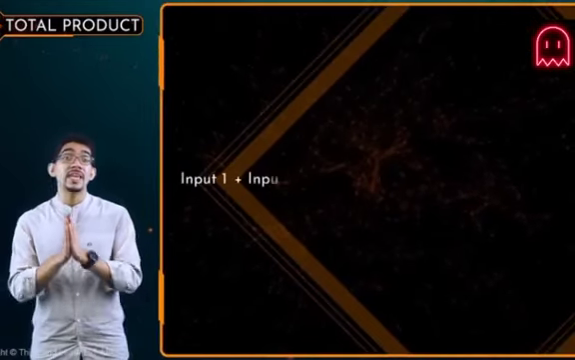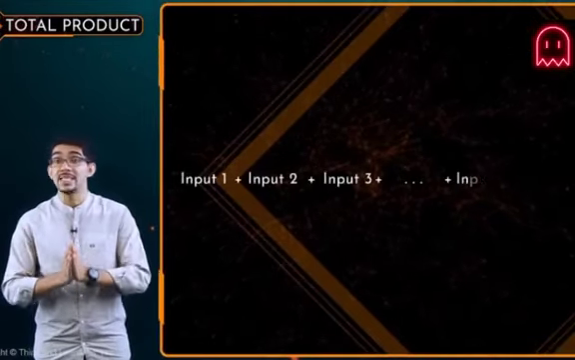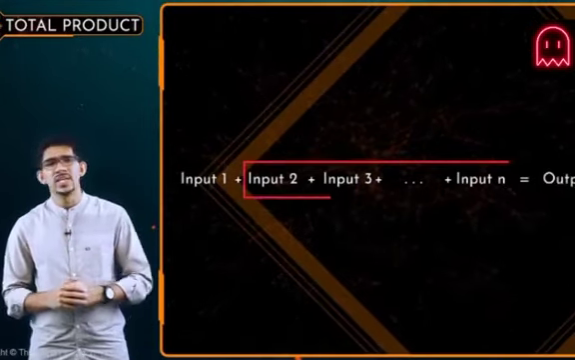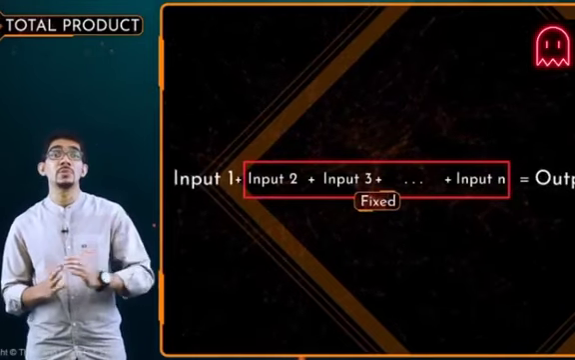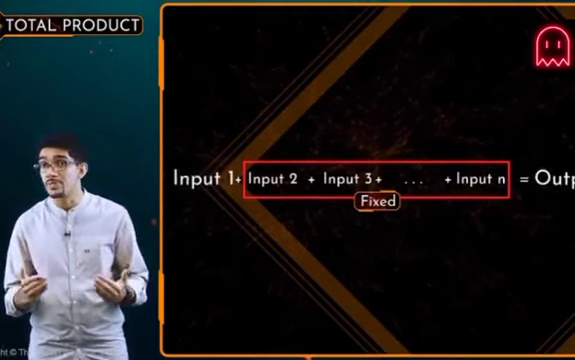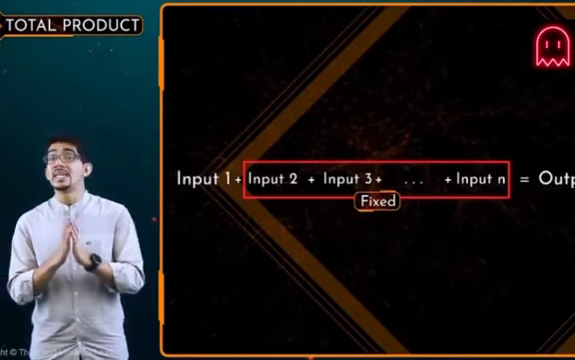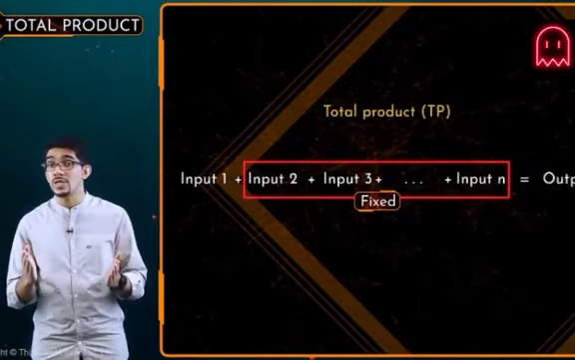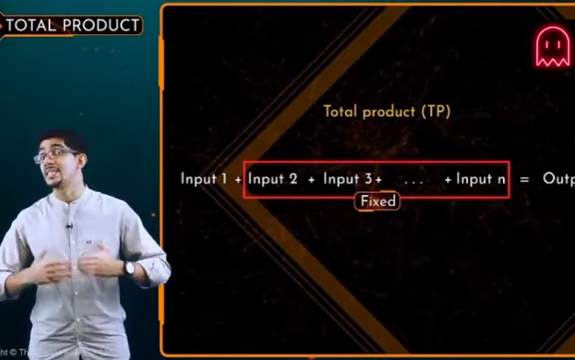Suppose we vary a single input and keep all other inputs constant. Then for different levels of employment of that input, we get different levels of total output from the production function, right? Let us see how total product responds as the amount of labor applied is increased.